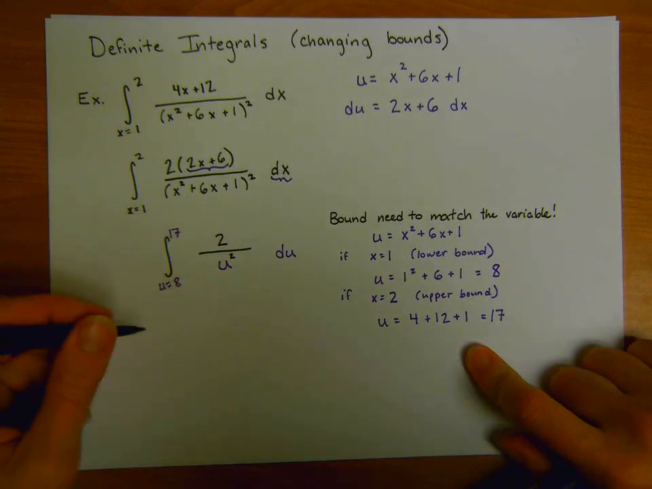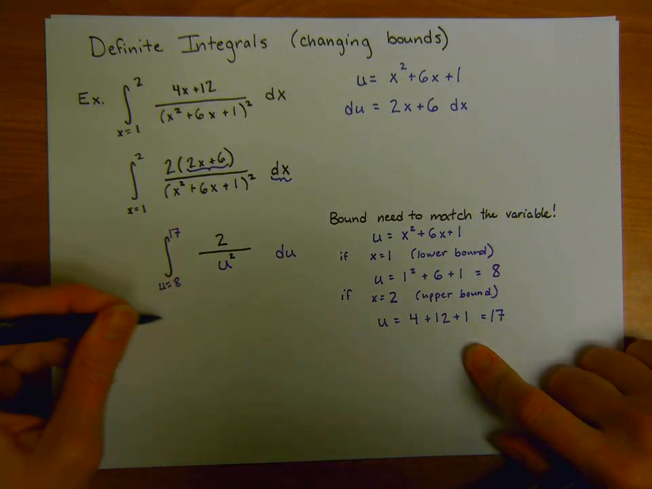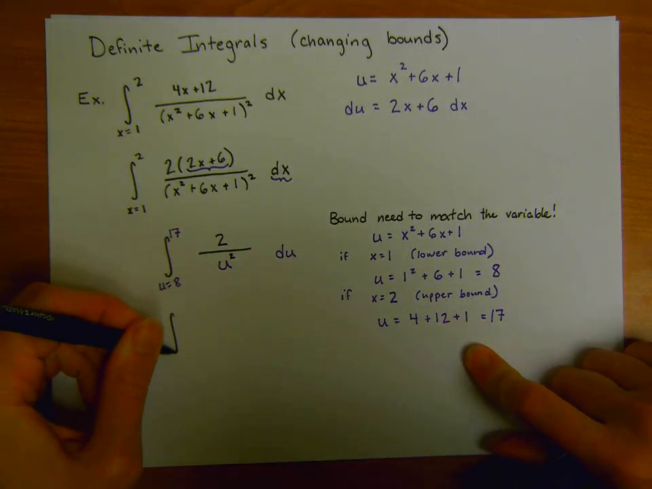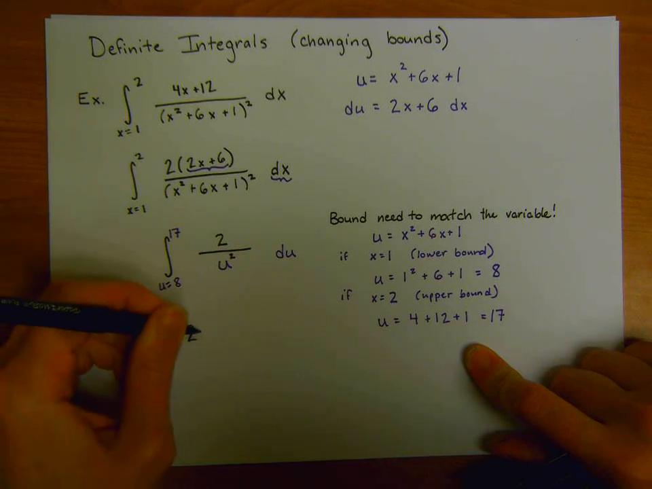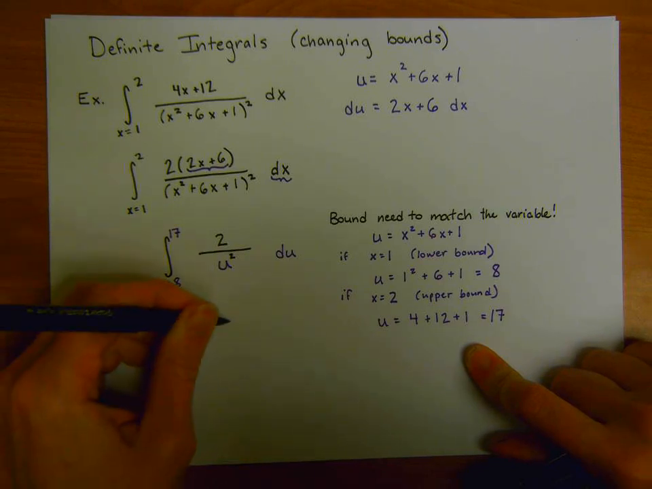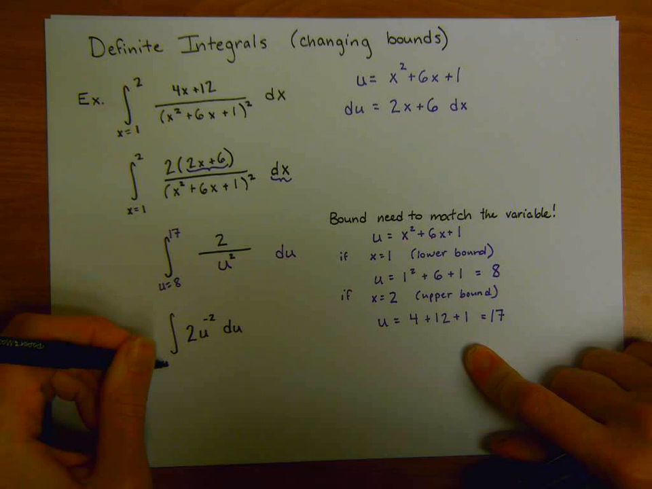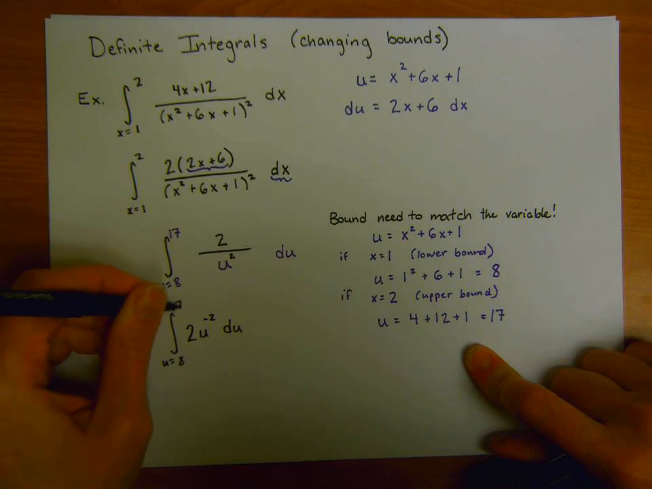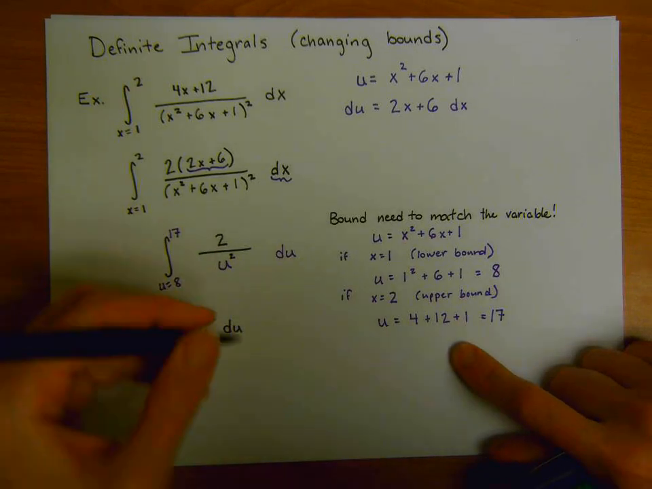So finishing up this integration, I actually like to write negative exponents. I'm going to write this as 2u to the negative 2 du as u goes from 8 to 17. Gosh, and this is something I can't do in my head.